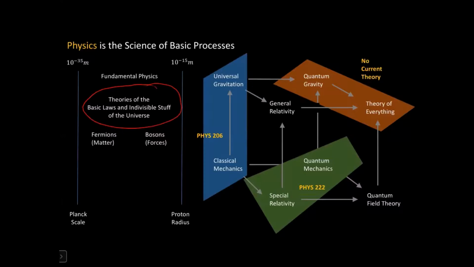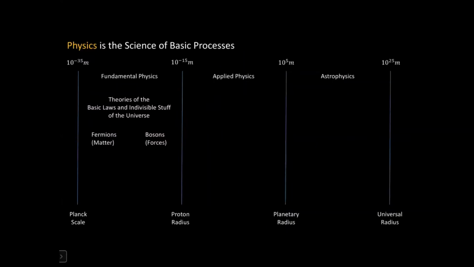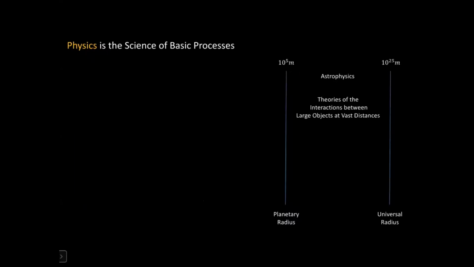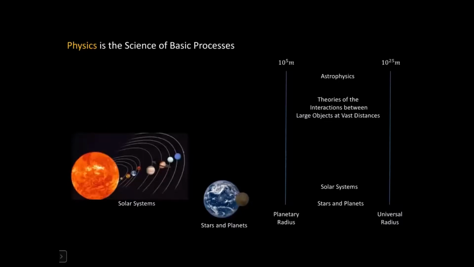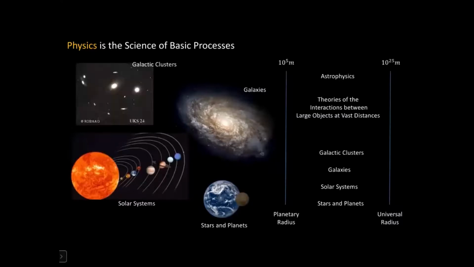What would we like to look at next? We'd like to look at astrophysics here. We want to look at astrophysics because it's going to be the really big things. Theories of the interactions between very large objects at very vast distances. I guess you shouldn't say very vast. Those start with stars and planets and sort of stellar structure and things like that. You can also talk about solar systems, and you can talk about galaxies. You can talk about galactic clusters and things like that. So these are the sorts of things that astrophysicists look at, and all those have something to do with gravitation.